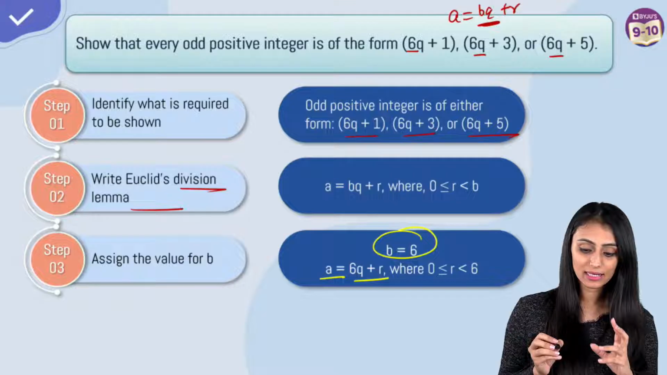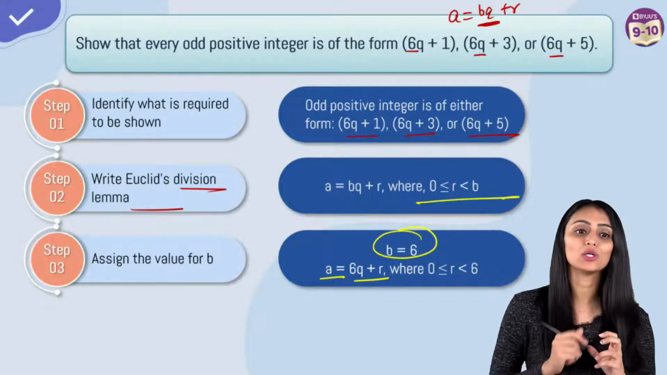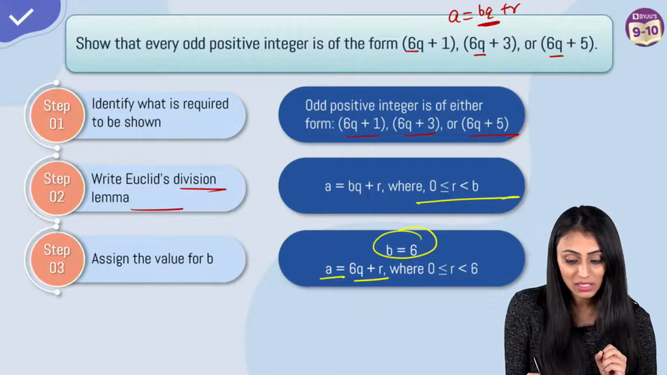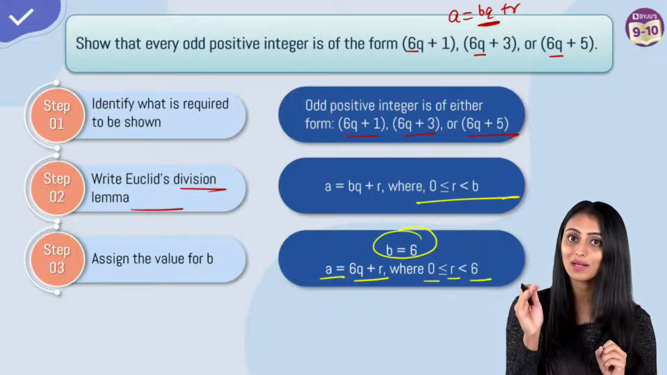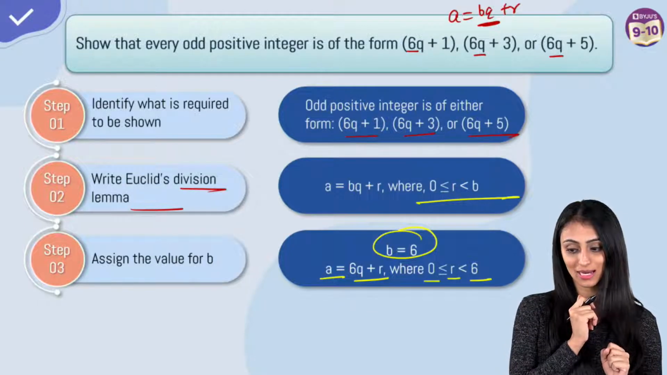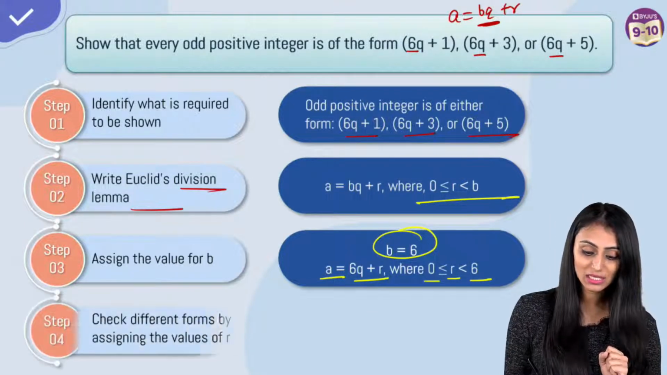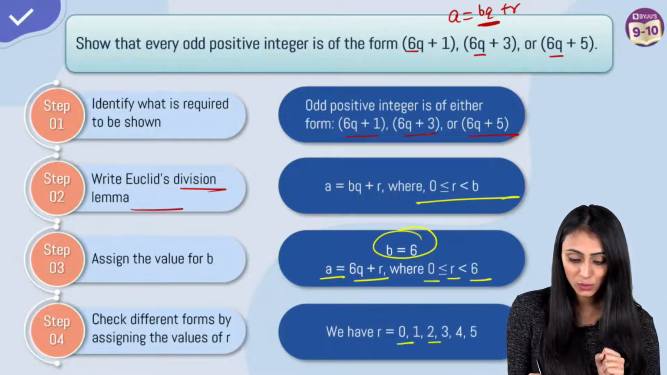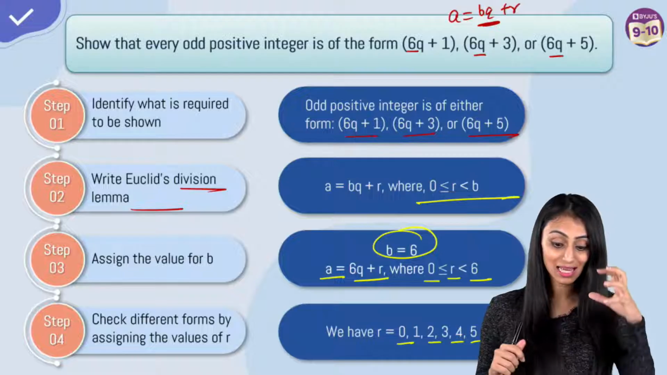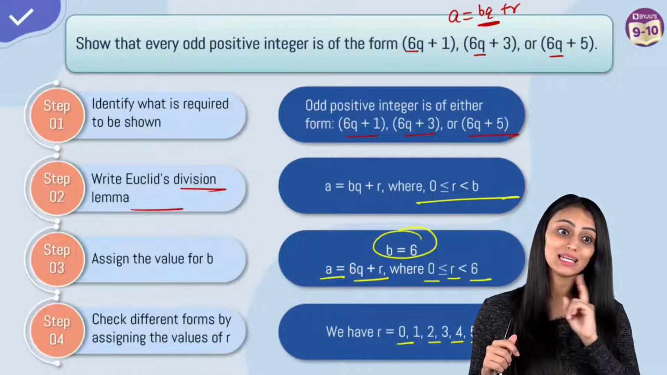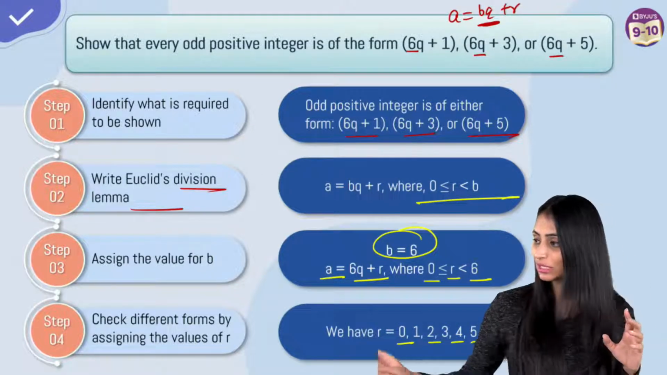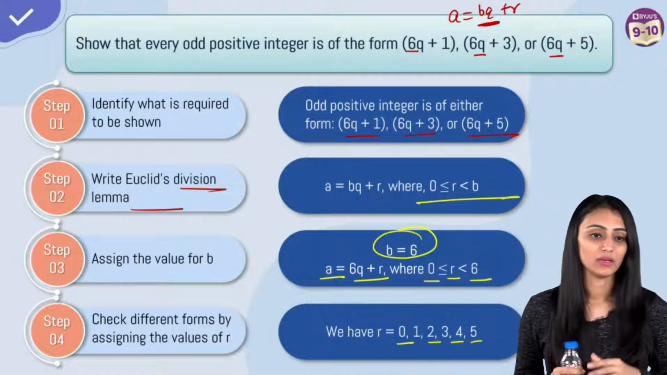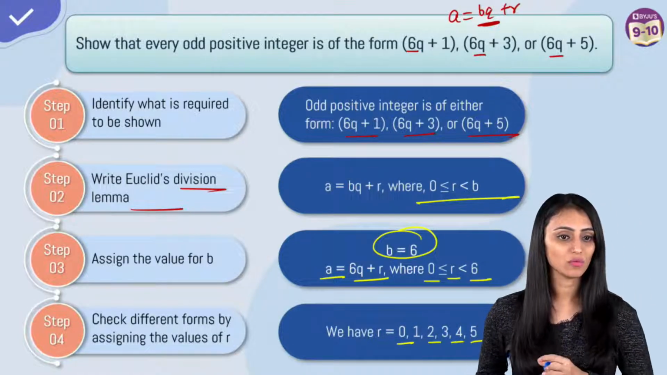Now we know there is a restriction that r is greater than or equal to 0 but less than b. That means r would be greater than or equal to 0 but less than 6. So we can assign different values to r: 0, 1, 2, 3, 4, 5, since it is greater than or equal to 0 but less than 6. Any doubts you have till here, quickly tell me. There are no doubts, so we can move ahead.